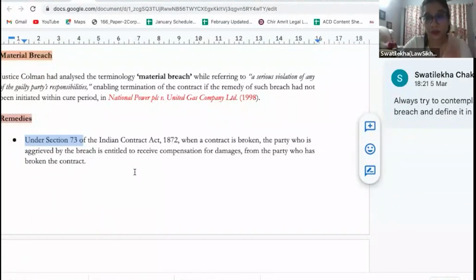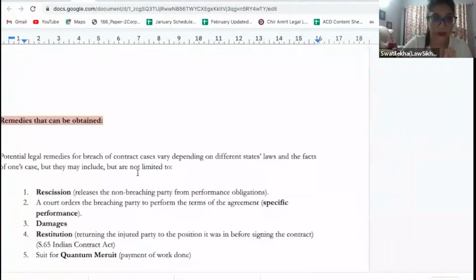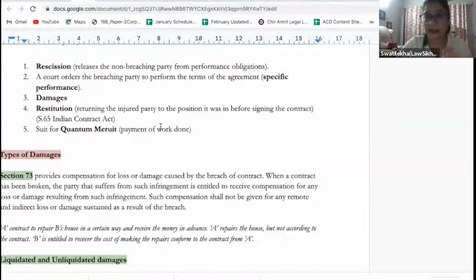This is a touchstone when it comes to remedies, the concept of damages. Very important section. Please don't miss this section. Revise this section. Even if you know the concept, revise this all over again. Okay? It's a very important section for you to know. Now, when it comes to remedies, the damages, from a drafting perspective, the most important concept that you need to know and understand is the concept of liquidated and unliquidated damages.